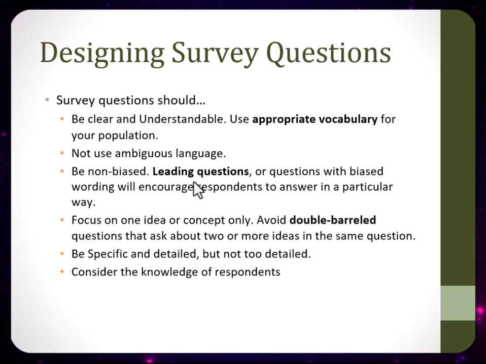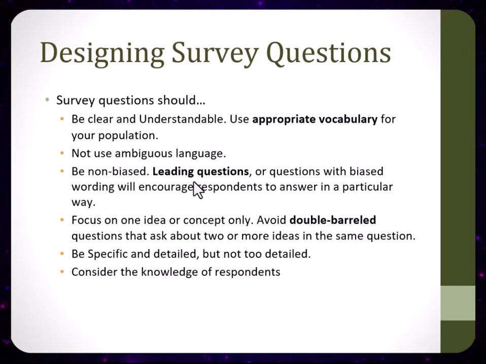So when we're designing surveys, particularly survey questions, we should think about how to best communicate what we want. Survey questions should be clear and understandable, using appropriate vocabulary for our population. Appropriate vocabulary here means that we're using the language that the person speaks, and we're using vocabulary or words that the person or respondent taking the survey will understand. We should not use any ambiguous language. We should be specific and direct for the most part, and our questions should be non-biased.